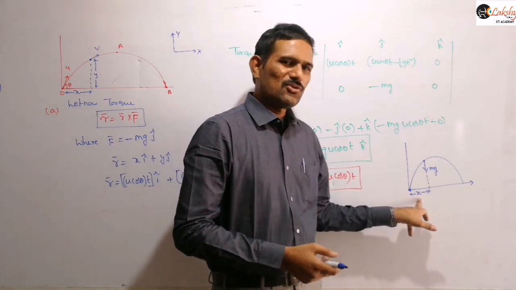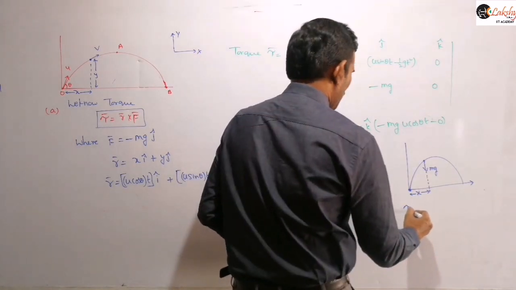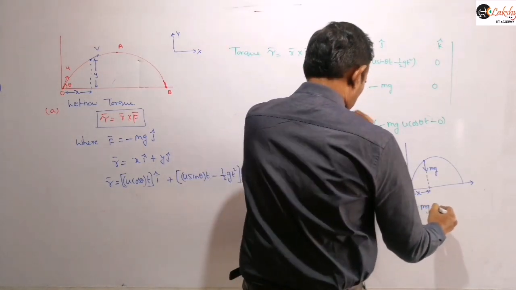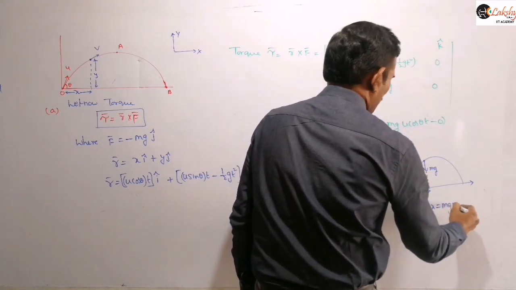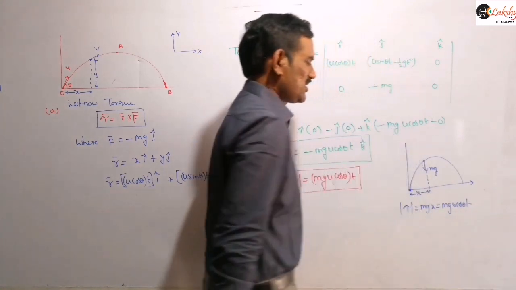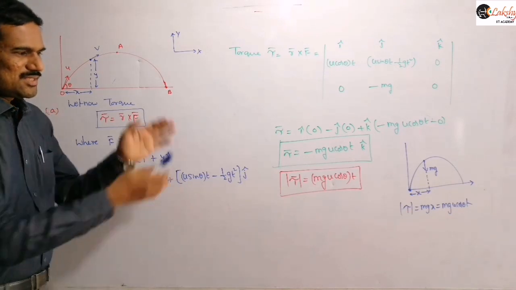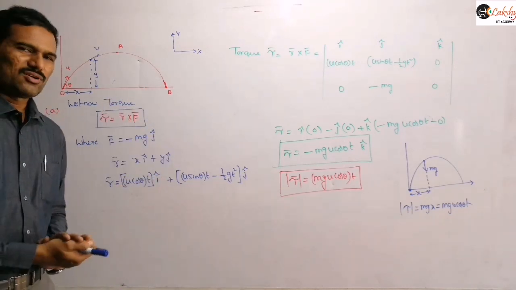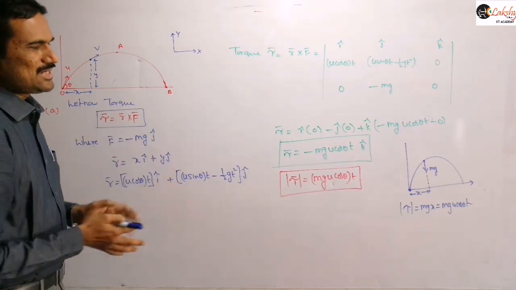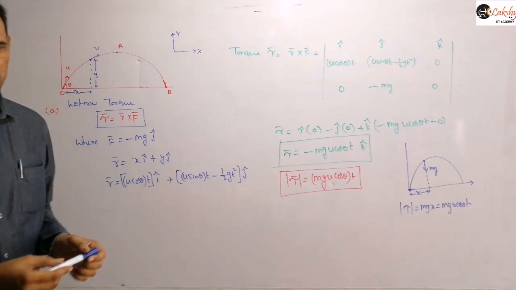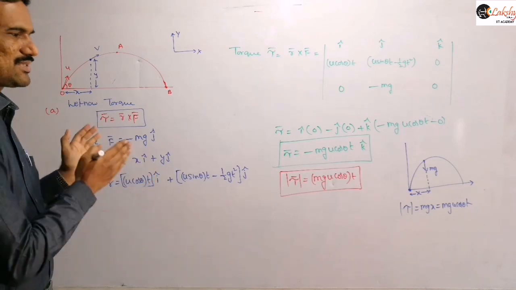And you know this x value you can write as u cos theta into t. Therefore the magnitude of the torque is mg into x, and that mg into x is nothing but mg u cos theta into t. That is what we are getting there. This is the general procedure, got it. That is the torque about the point of projection at any instant of time. Next let us calculate the angular momentum.